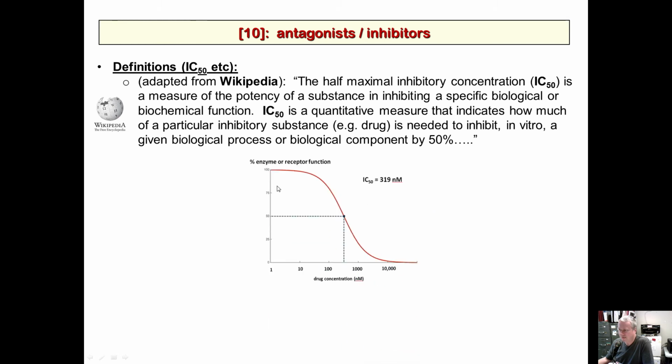And this just shows an example. If we assume full activity of an enzyme at low concentration, and you start titrating in more and more drug, eventually it drops off and you find the IC50 value. This one's about 320 nanomolar. And then as you keep going, eventually it completely drops off.